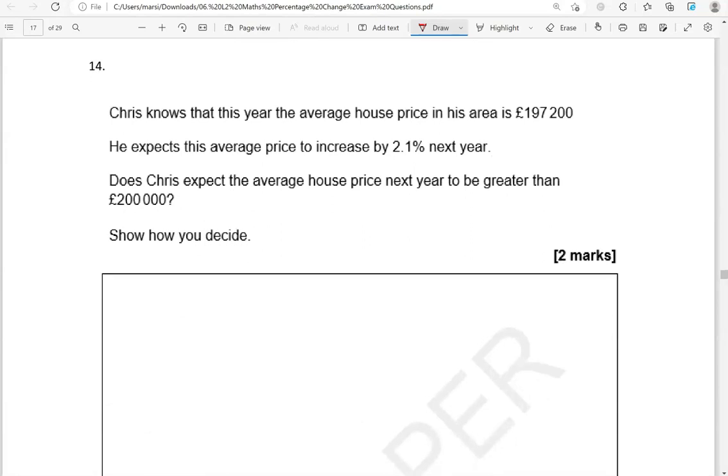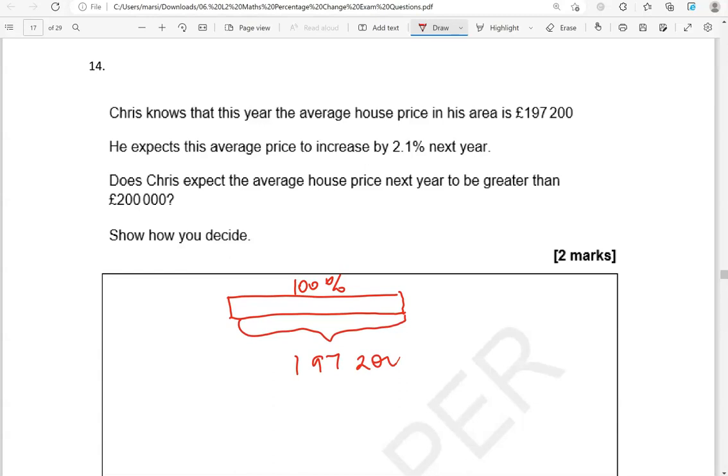Chris knows that this year the average house price in his area is £197,200. He expects this average price to increase by 2.1% next year. Does Chris expect the average house price next year to be greater than 200,000? Show how you decide. So we have this year's cost price. That is 100%, and that is equal to 197,200. Now Chris expects that next year there will be a 2.1% increase.